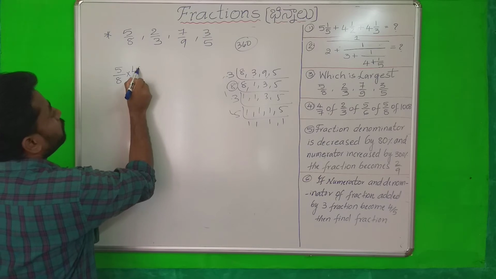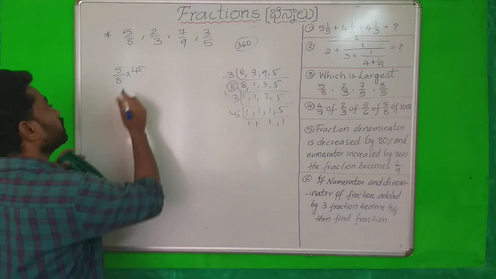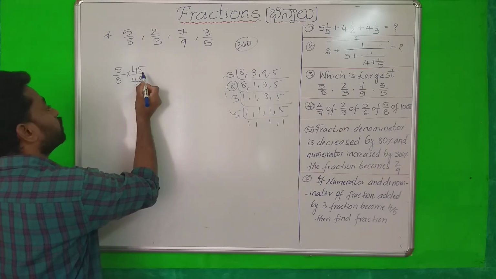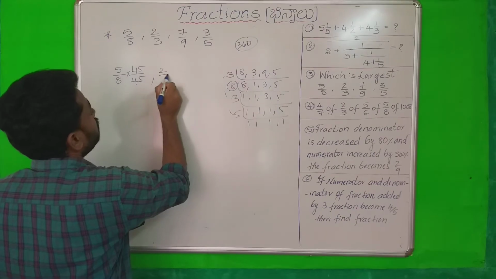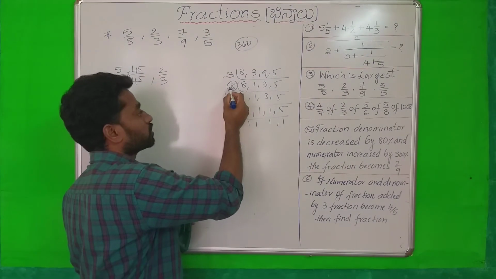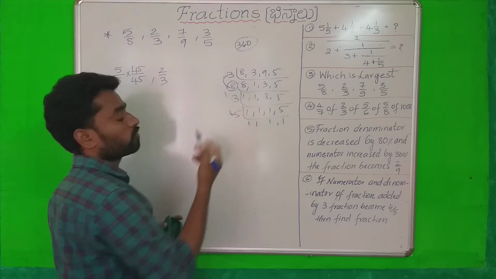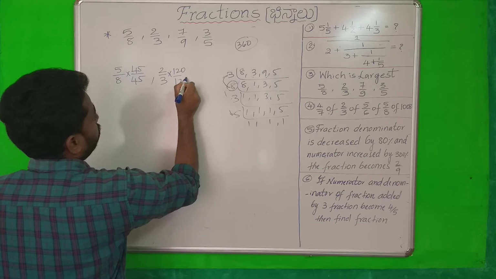How can you multiply the 45? You have to multiply in the numerator also, because its value is 1. 45 by 45. And 2 by 3, 3 how many times gives 360? If you are not getting it, you can check here: 8 3s are 24, 24 5s are 120, we know that, so multiply by 120 by 120.